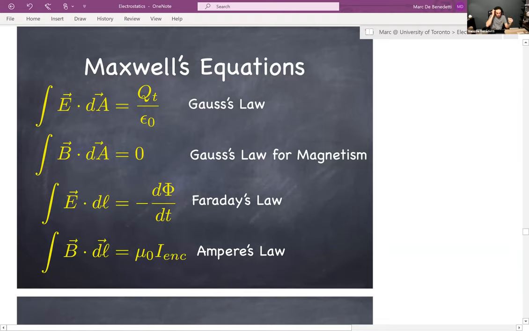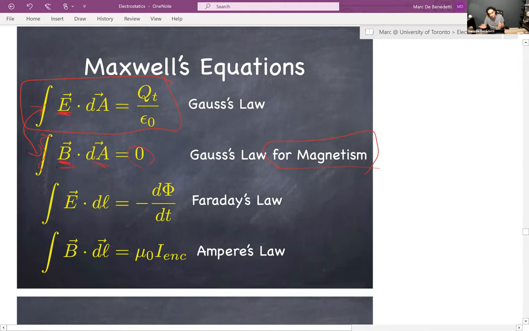Maxwell's equations in terms of the integral form. So here are the four, mostly in the order in which we are going to teach them. The first one is called Gauss's law, and it's given by this equation here. The second one is called Gauss's law for magnetism. The reason it's called that is because these two equations look very similar. Integral of E dot dA equals something. This one is the integral of B dot dA equals something. So it's a very similar structure. If one's called Gauss's law, the other is probably called Gauss's law as well. The difference is E goes to B.